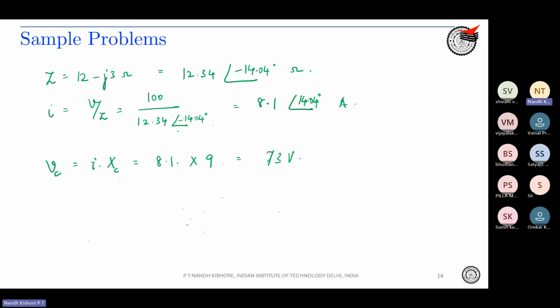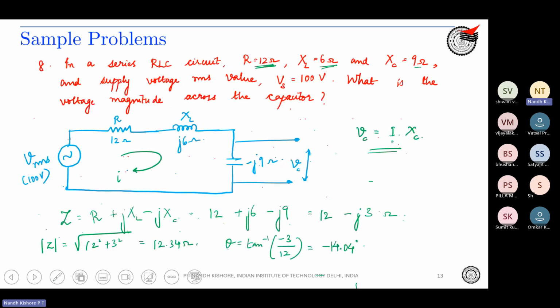Okay. Is this fine? Is the question fine? Are you able to understand this? So this was a series RLC network, and they have given the values of R, XL, and XC, right? So Z is R plus jXL minus jXC. Find out the equivalent impedance in rectangular form.